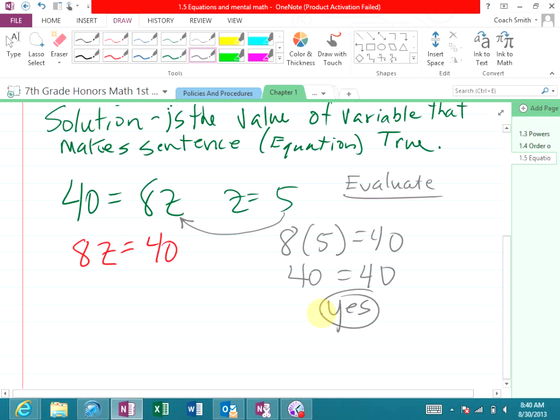Okay. Sometimes later on they're going to tell you whether it is a solution or it's not a solution. Here you can put yes or no. You don't have to put the word solution. It would not be wrong if you did put the word solution instead of yes. Okay? Now, let's look at another example.